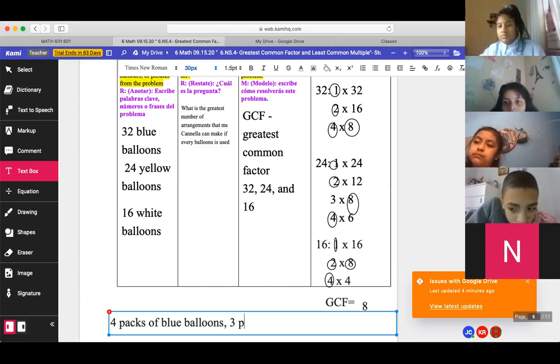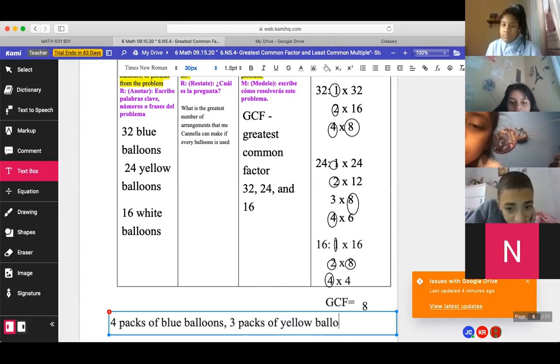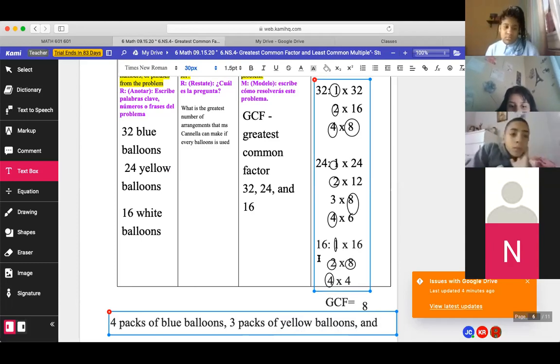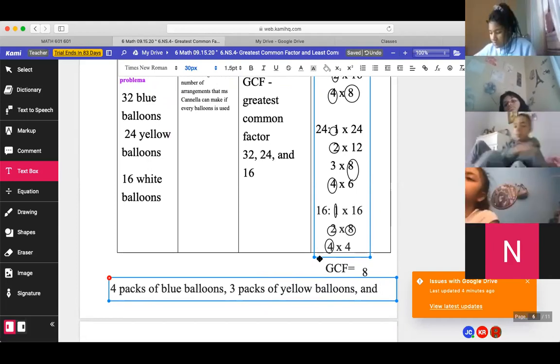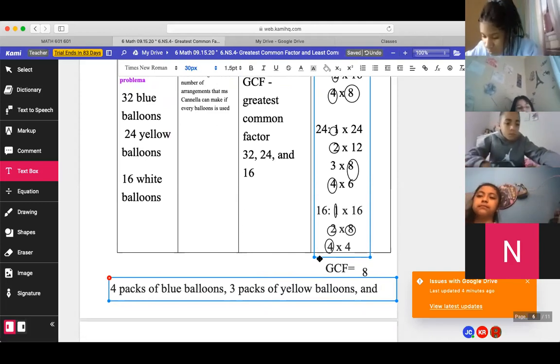So pretty much you just said 8 times 3, right? So that means 8 balloons come in the pack and 3. So we need 3 packs of yellow balloons in order to have 24 balloons in total. Does that make sense now? Same thing for the next one, right? 8 times a number is going to equal the number of packs that I can get 16 white balloons. So 8 times what?